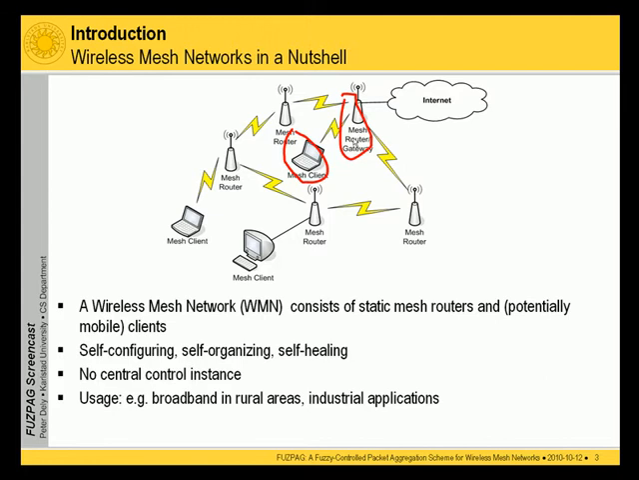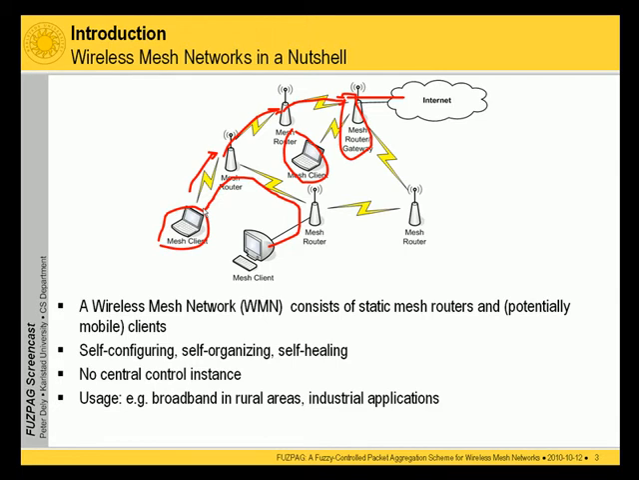Consider one mesh client here that would like to transmit data to the internet. It first wirelessly transmits data to the first mesh router, which wirelessly forwards it to the second mesh router, which again wirelessly forwards it to the mesh gateway and then to the internet. Similarly, you can transfer data within the mesh network, for example from this client to this client.